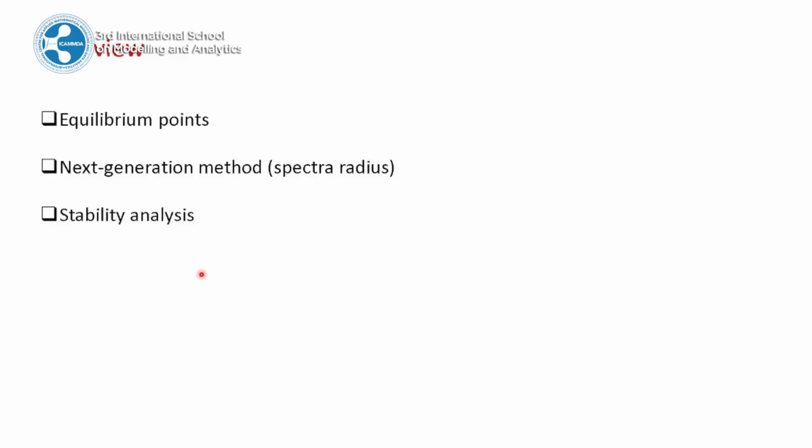In this discussion we are going to be focusing on the equilibrium point, the next generation method, and specifically the spectral radius. Then we also talk briefly on stability analysis. The question will be: why do we need to do this, and why are we limiting ourselves to this? There are many analyses we can carry out on a model, but these are considered very fundamental.